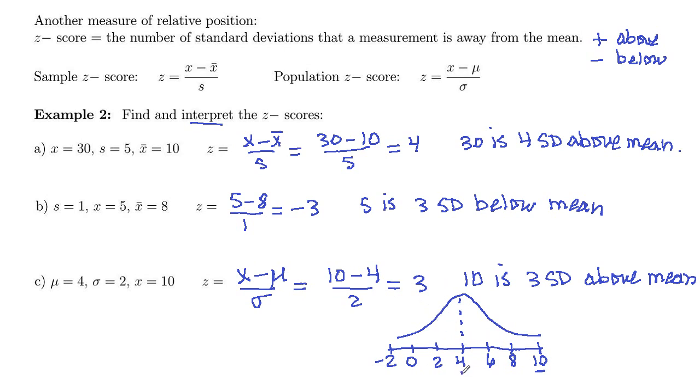So the z-score of the mean is always 0. And so these are x values, and these are z-scores. And then 6 is 1 standard deviation above, so it's got a z-score of 1. 8 is 2 standard deviations above, z-score 2. 10 is 3 standard deviations above, z-score 3. The number 2 is 1 standard deviation below, z-score negative 1. 0 is 2 standard deviations below, z-score negative 2. And the number negative 2 is 1, 2, 3 standard deviations below, z-score negative 3. So that's what z-scores are telling us.